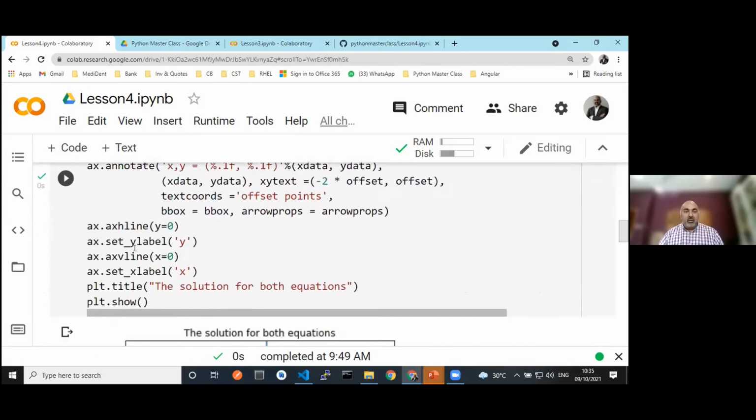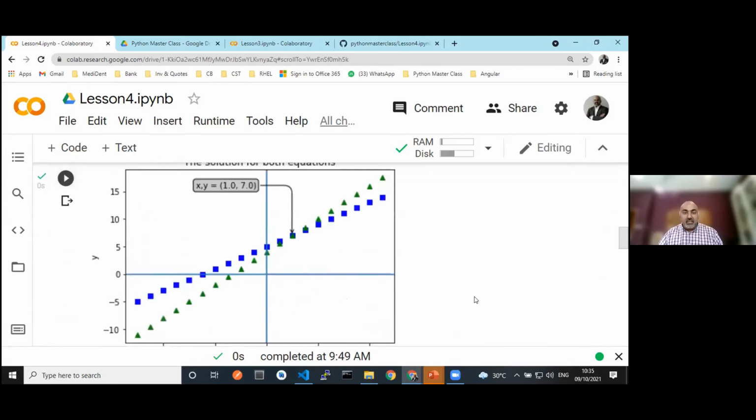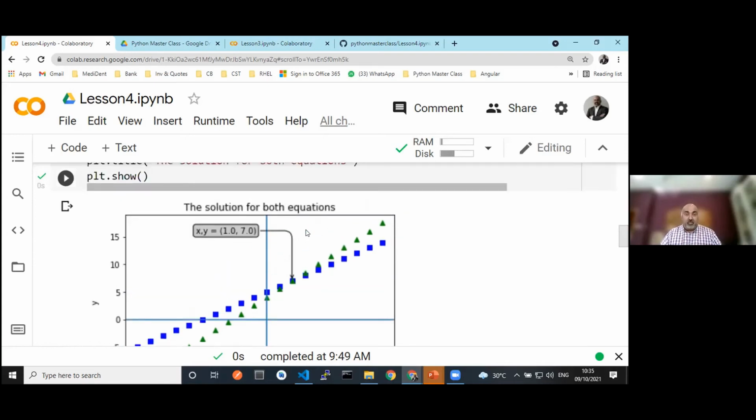Okay, we will come back to this later, but basically what we have done is we have drawn the two lines. The value of 1, 7, or maybe I should put 7, 1, but usually whenever we talk about coordinates, we always specify the x first and then the y. So at 1, 7, you see I've done this with Python.